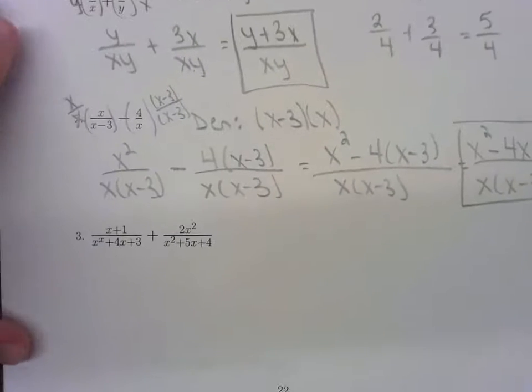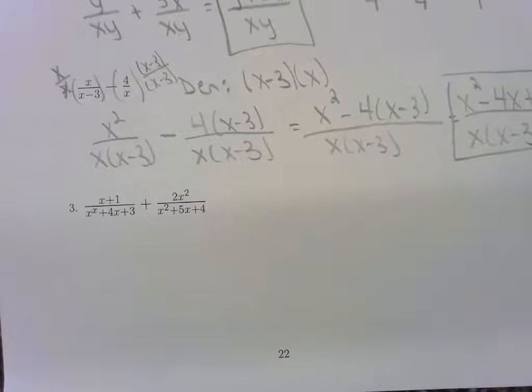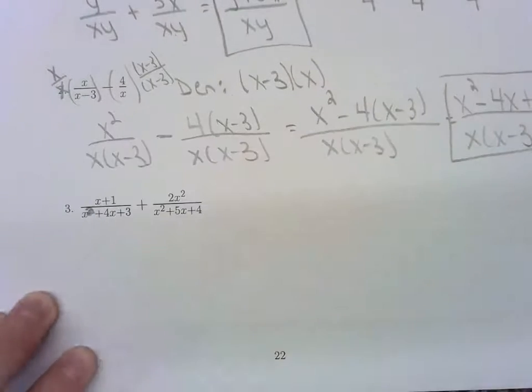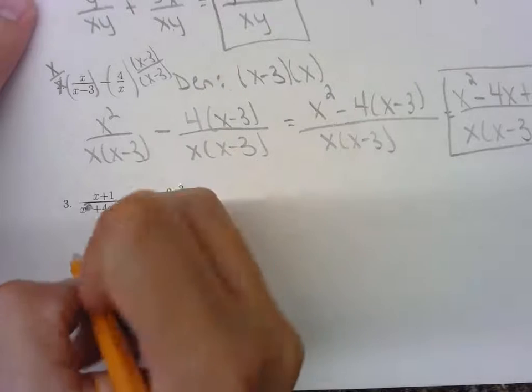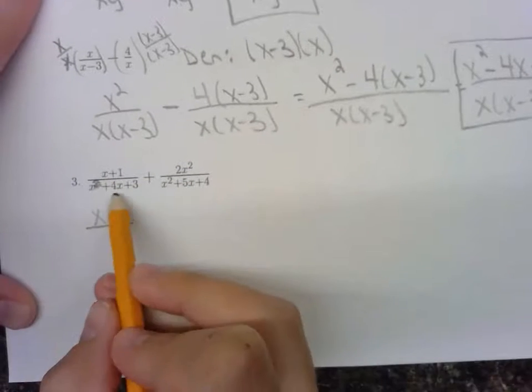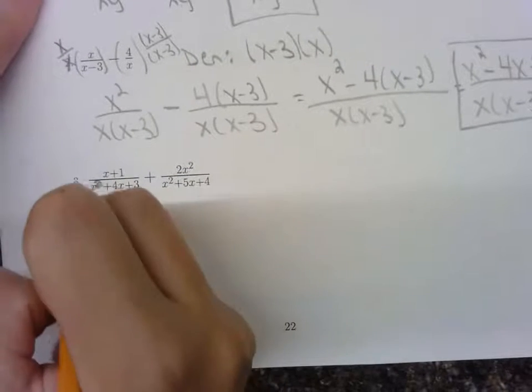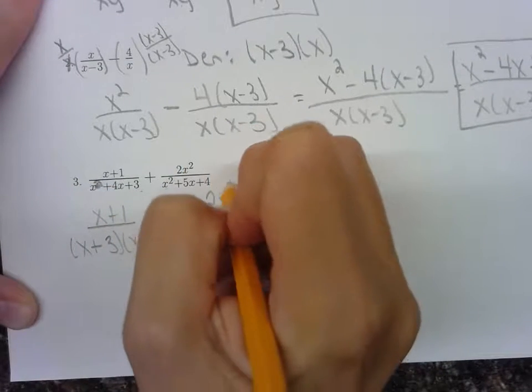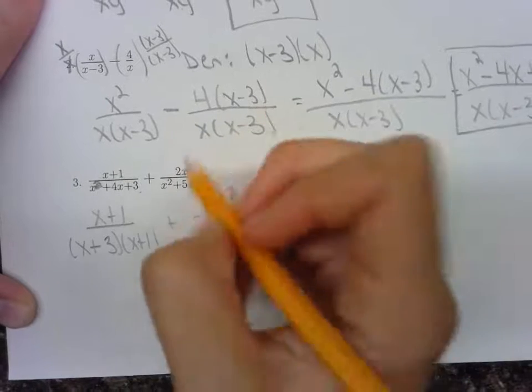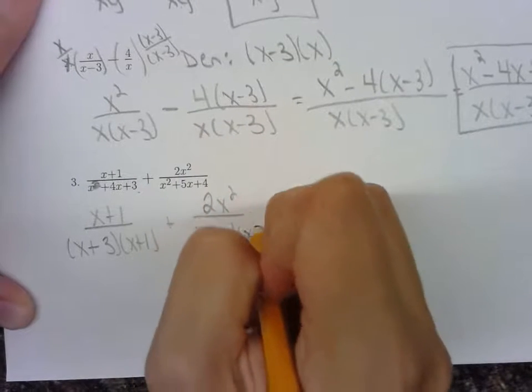Okay, number 3, same type of thing. So x plus 1 over x, this should be squared here. X squared plus 4x plus 3 plus 2x squared over x squared plus 5x plus 4. Before we need to find the denominator, let's go ahead and factor those denominators. So we'll have x plus 1, can't do anything with that. This multiplies to 3, adds to 4. That would be x plus 3 times x plus 1 plus 2x squared over, multiplies to 4, adds to 5. That would be x plus 4 times x plus 1.